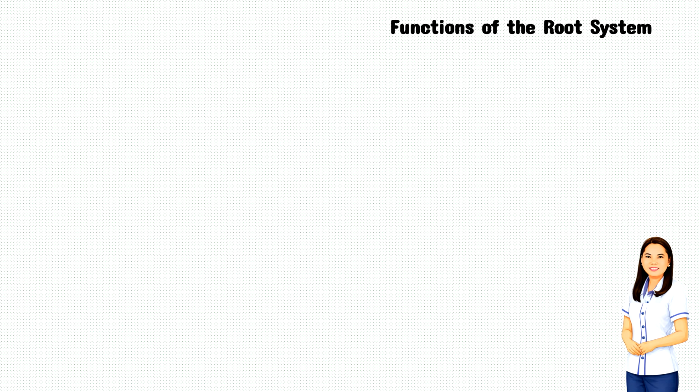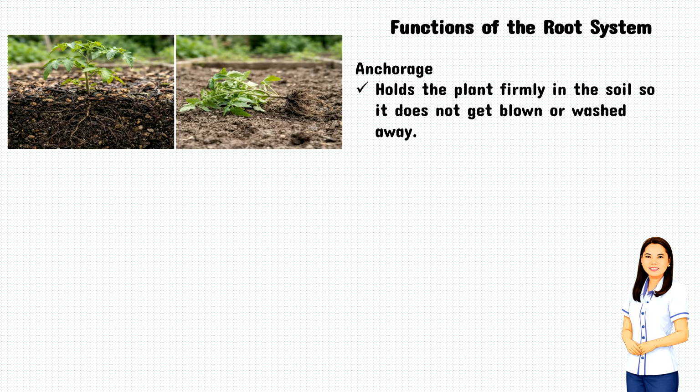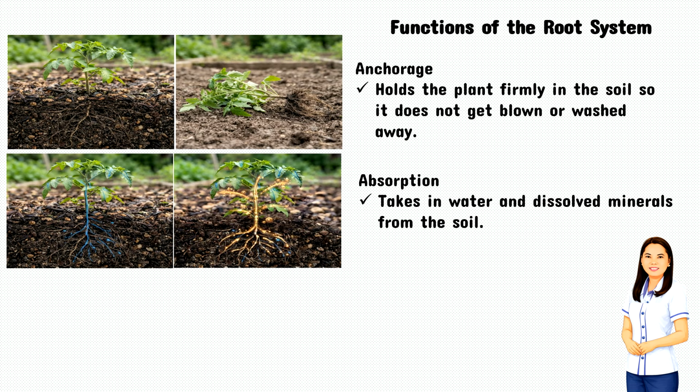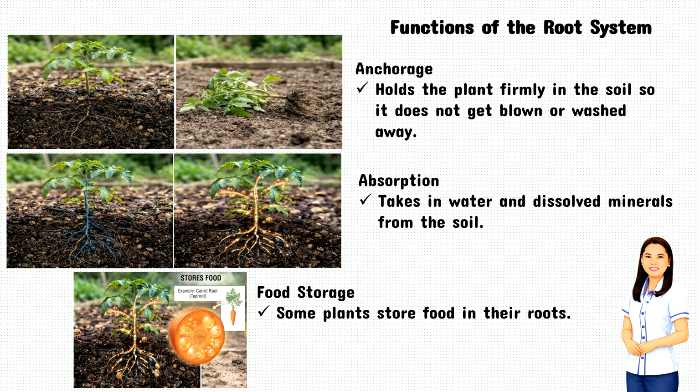These are the functions of the root system. Anchorage holds the plant firmly in the soil so it does not get blown or washed away. Absorption takes in water and dissolved minerals from the soil. And food storage. Some plants store food in their roots. Examples are sweet potato, carrot, beetroot, and radish. How about you? Can you think of vegetables that grow underground?